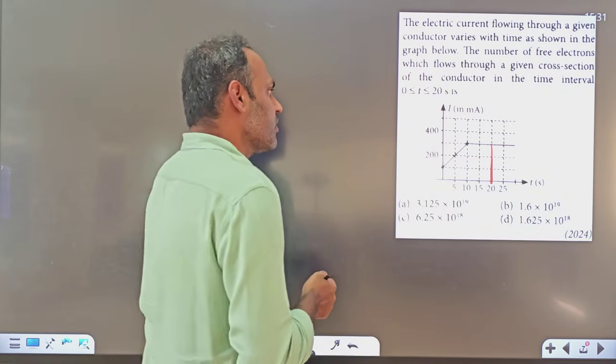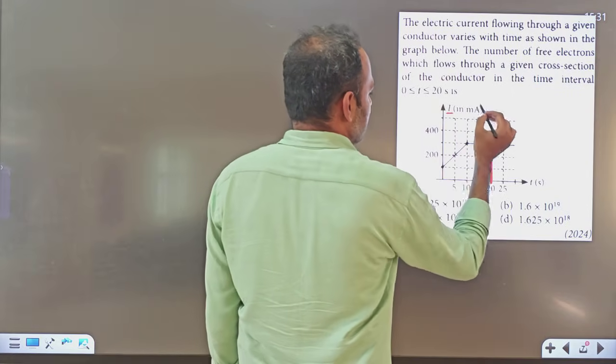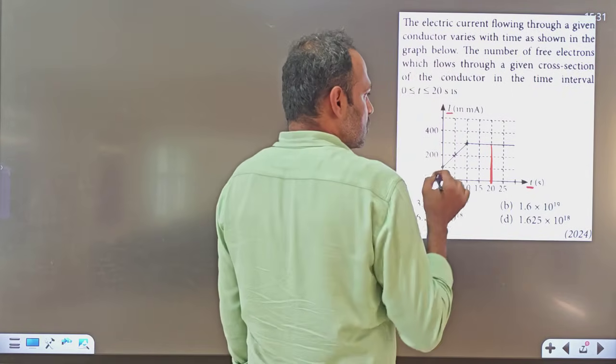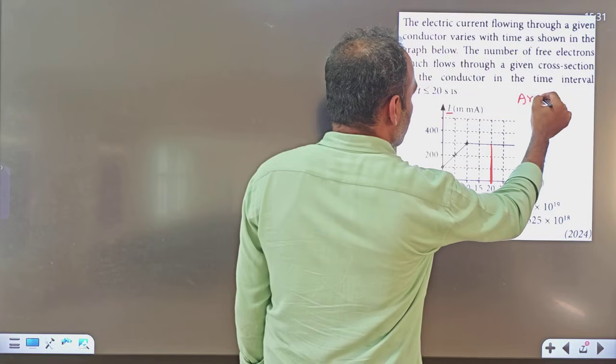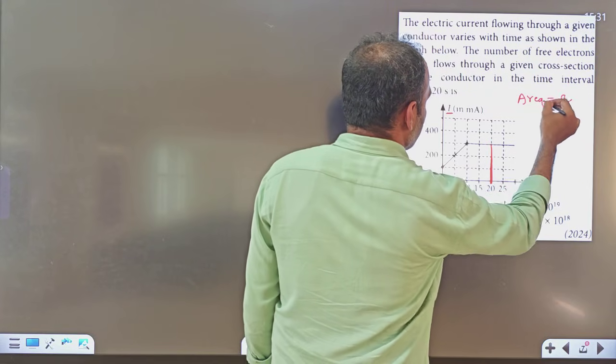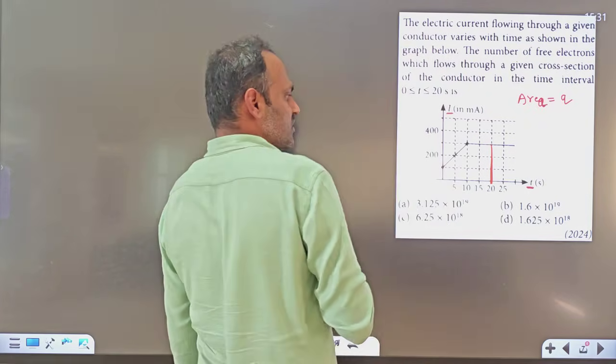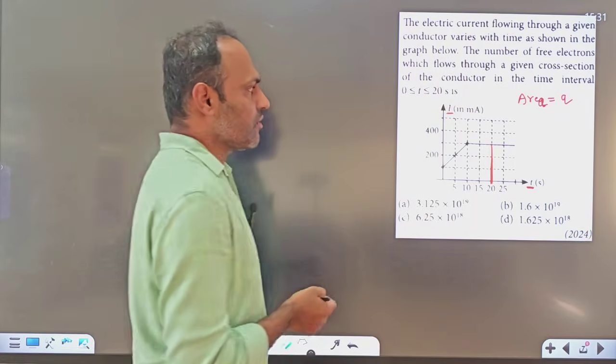To calculate the number of charges, look here. This is the I versus T graph, current versus time. So the area of this graph will give you the charge. Right? So first let us calculate the area, then we will calculate the number of charges.